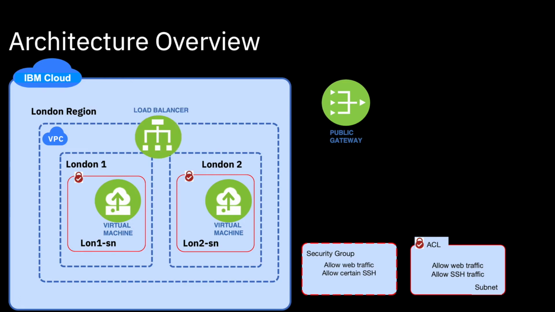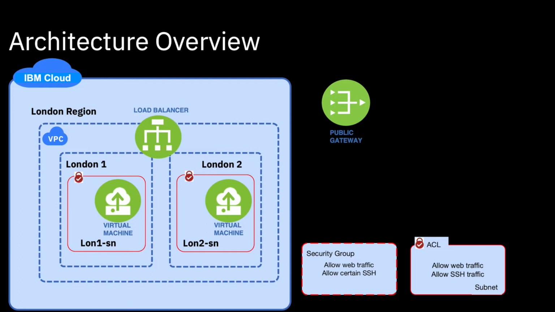So what we're going to do in this video is create a load balancer. That load balancer will take a request and send the request to each virtual machine in turn. So we're going to create something called a round robin load balancer. The first time you get a request, it will go to LON 1. Second time, it will go to LON 2, and backwards and forwards.